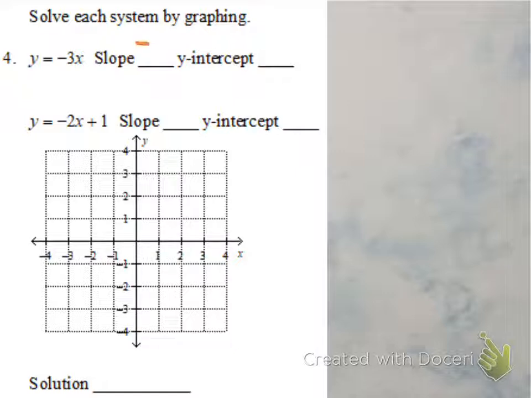Number 4, our slope, -3. We want to think of that as a fraction when we graph. So -3/1. Y-intercept, 0. We don't see a number out there. So put a point at 0 at the origin and then go down 3 to the right 1. You can also go up 3 to the left 1. And then we'll connect those to form that line.